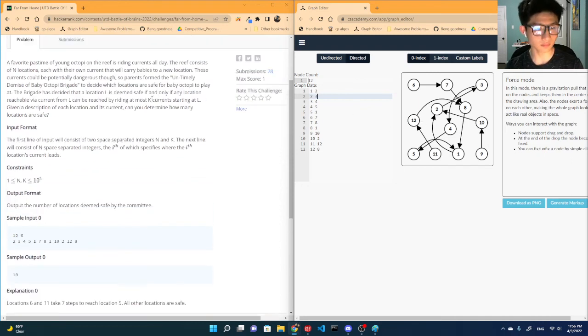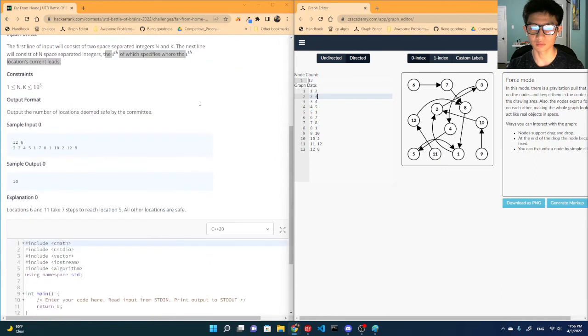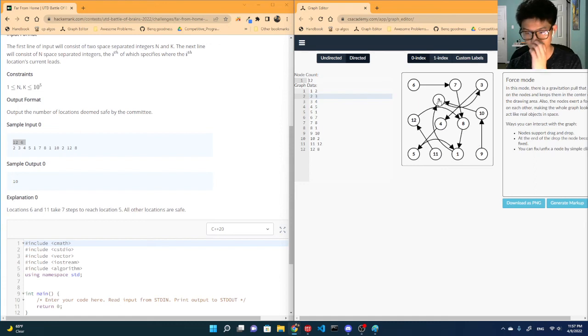It looks like that. I know that because it says the ith of which will go to the ith location. Basically, you go and follow these arrows, and if it goes in such a way that is greater than k, that node is not safe. Okay. And it keeps on going until it finds a place that has been visited before.